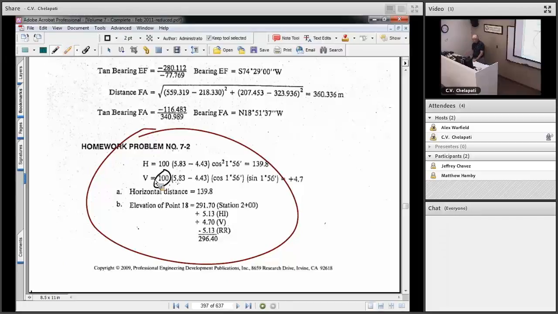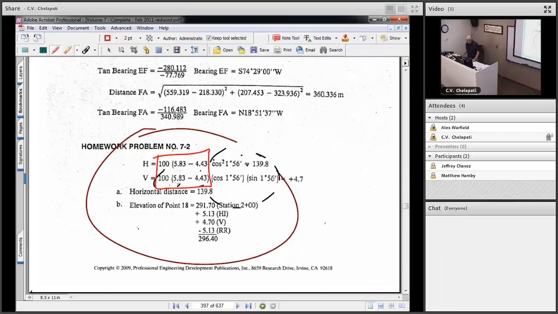Here's our stadia interval factor. The top hair is here. The bottom hair is here. Now what's going on here with the sine cosine thing? Remember, if we were looking at it on a horizontal line, a horizontal plane, it would be just the difference in the rod reading times 100. In other words, if we were looking at it on a horizontal, it would be just this and we're done, okay?